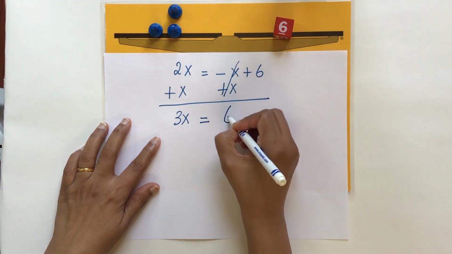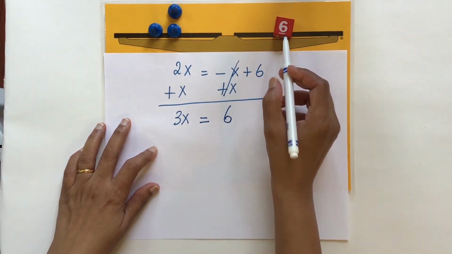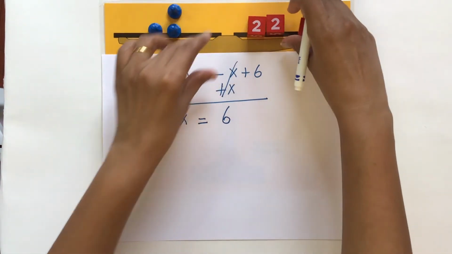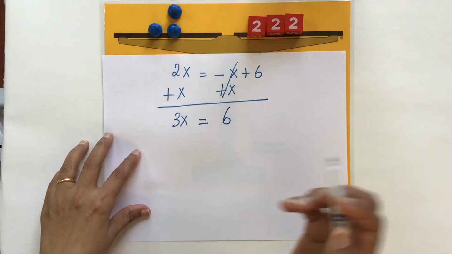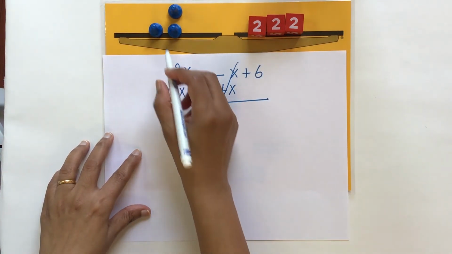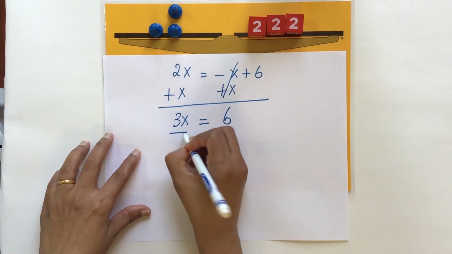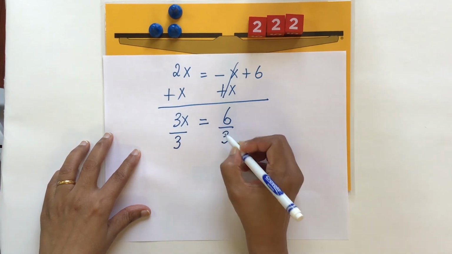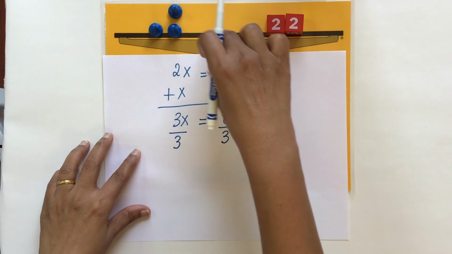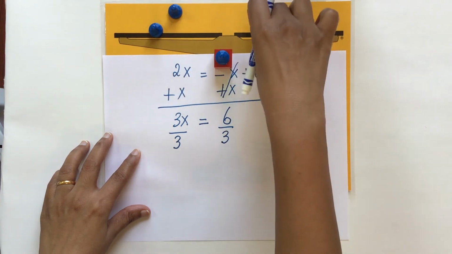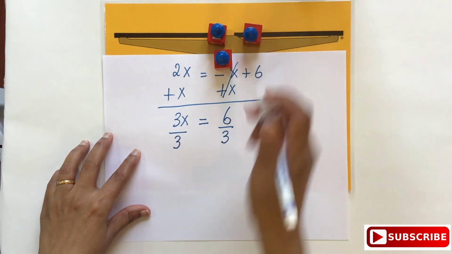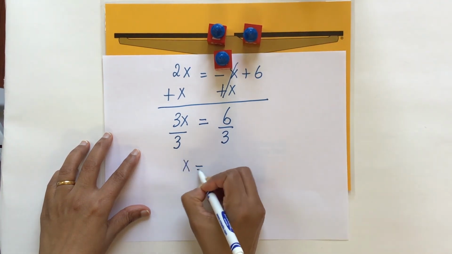You are left with a 6. I am going to swap the 6 with a 2 plus 2 plus 2. Dividing the 6 among the 3 pawns means I need to divide by 3 on this side and divide by 3 on this side, which means each pawn is going to take the value of 2. Therefore, you can see x is equal to 2.